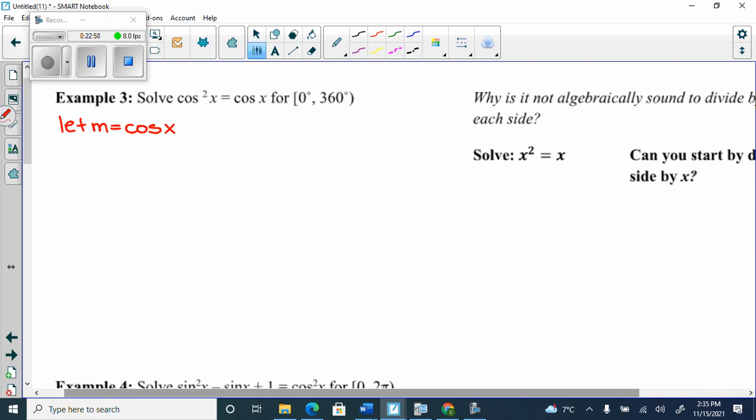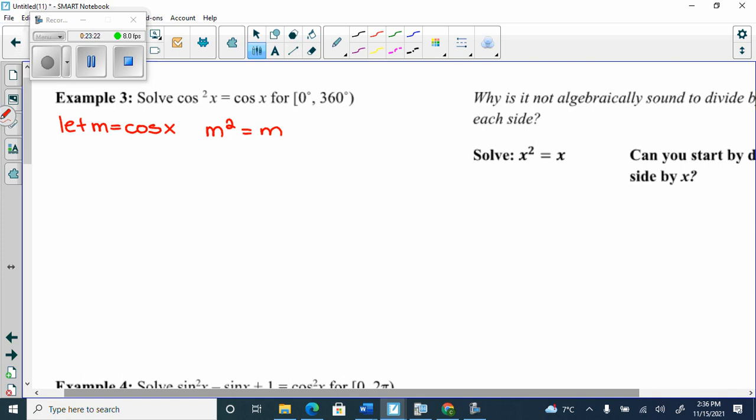So I'm going to replace my cos x's with m's. So I'm going to get m squared equals m. Right? So that is a quadratic. What would we do in grade 11 when we got this? Move everything to one side, set equal to 0. That was what was drilled into your heads every single time, right? So what do I have to do? I have to subtract the m.